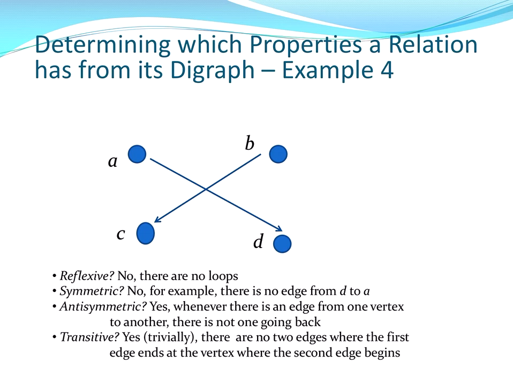I never have two arrows where the tail of one arrow touches the head of the other, thus forcing us to look for the shortcut arrow. That is some examples of using digraphs to look at properties of relations.